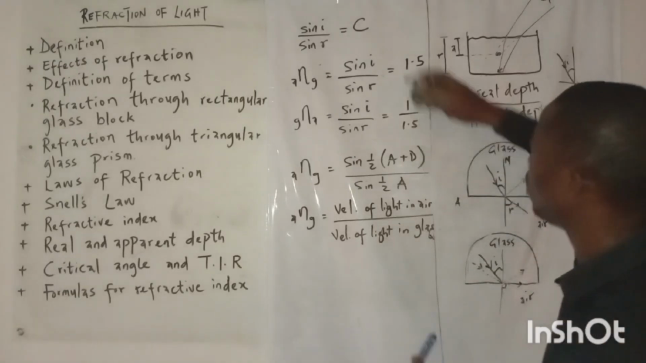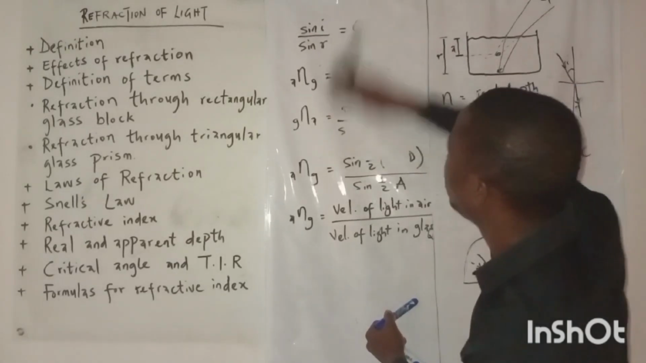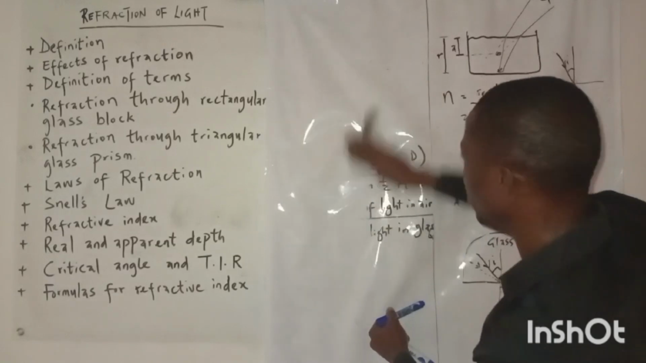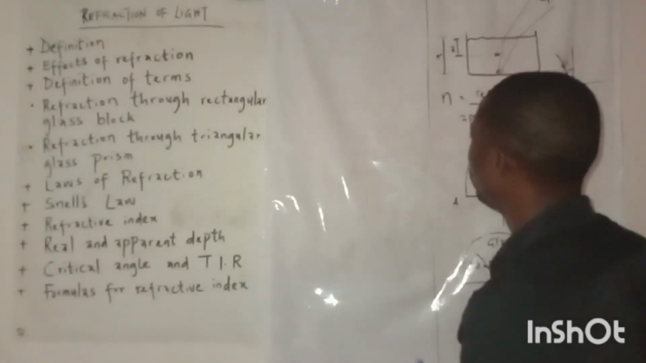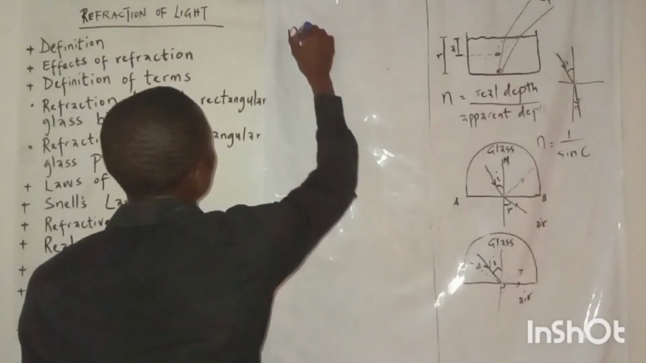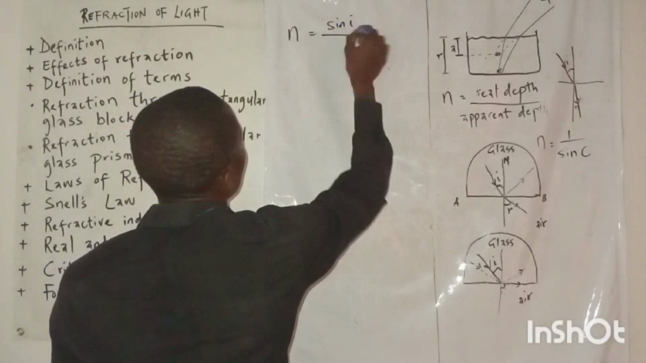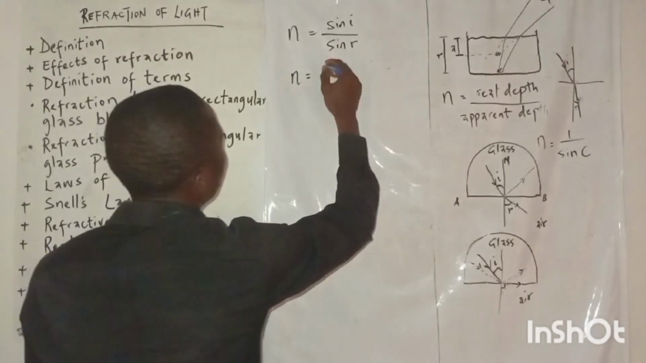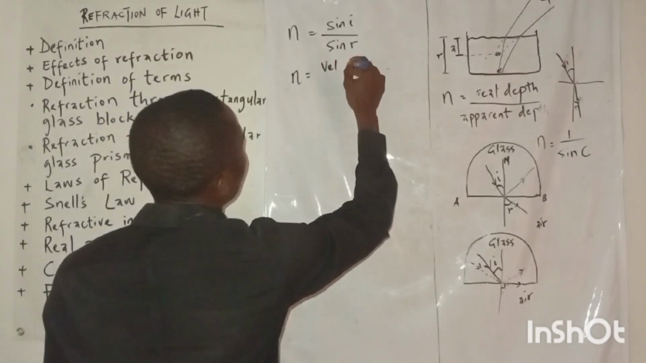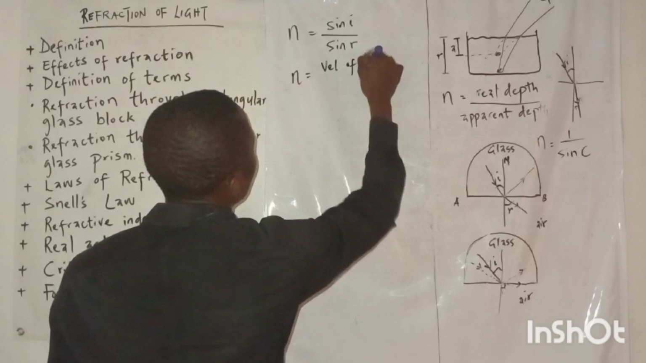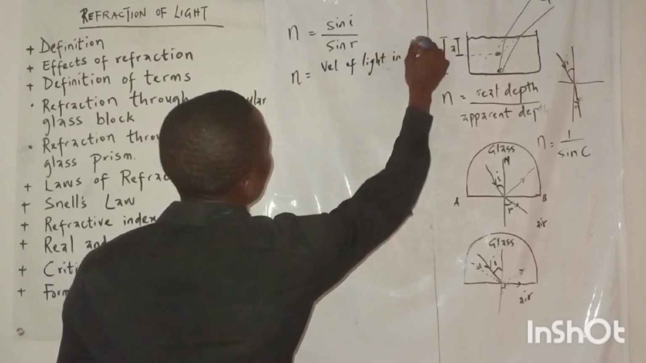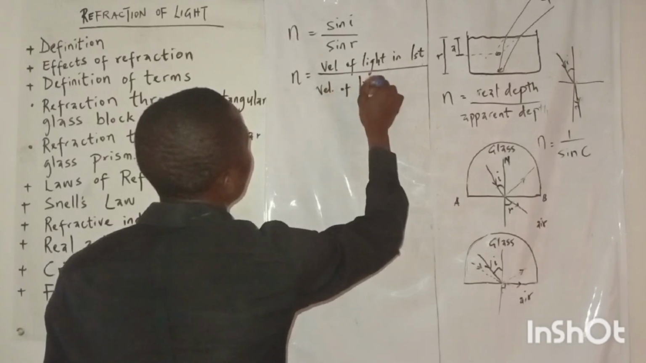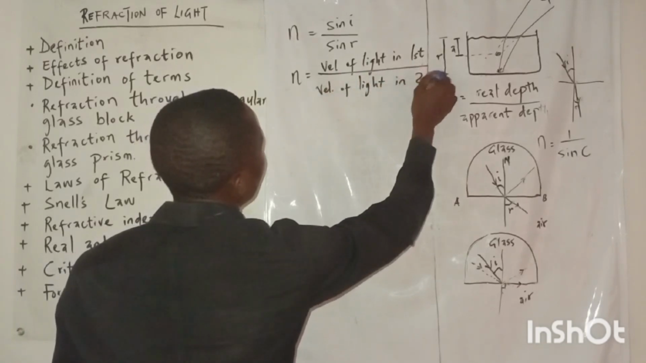So we can summarize the formulas for refractive index to be as follows. We have known that refractive index is equal to sine i over sine r. We have known that refractive index is equal to velocity of light in the first medium all over velocity of light in the second medium.